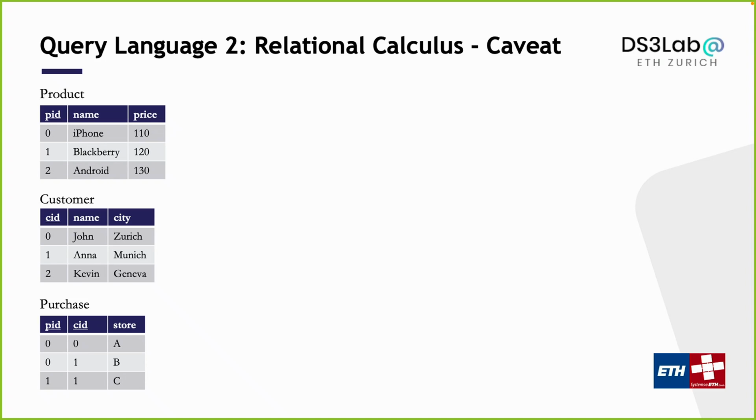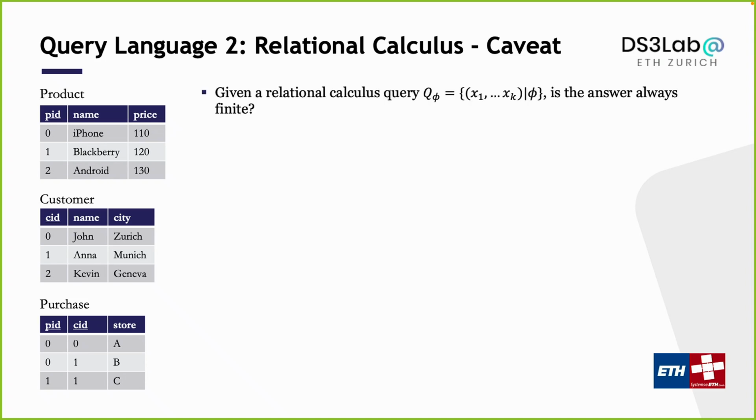So let's try to understand one question. If I give you a relational calculus query that looks like this, is the answer always finite? That's a fundamental question. I have a relational calculus query defined as what we did in the first half. Is the answer always finite? Very important, because otherwise you could have a query that never finishes.